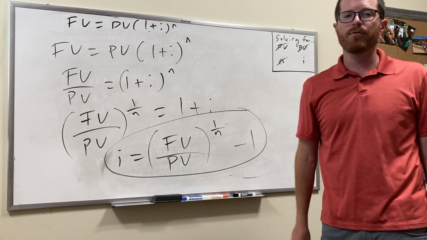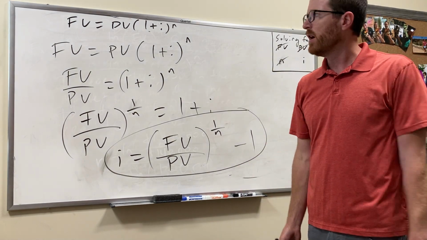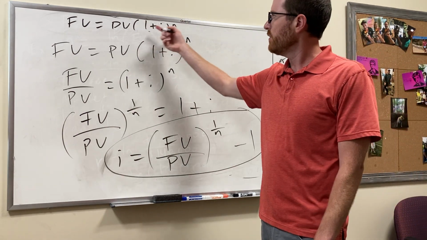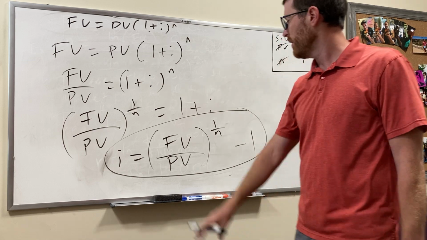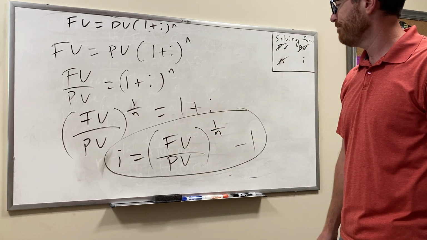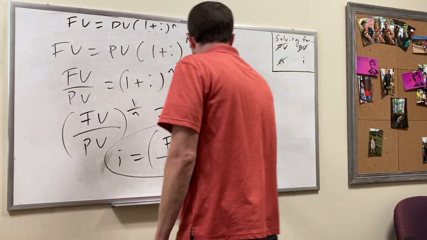Again, you can memorize that if you want to. That works. But of course, the problem is if you forget it, you're kind of screwed. So it's always easier for me to just do the math rather than trying to memorize numbers. All right, so there's our formula for I. Okay, so now let's apply it.